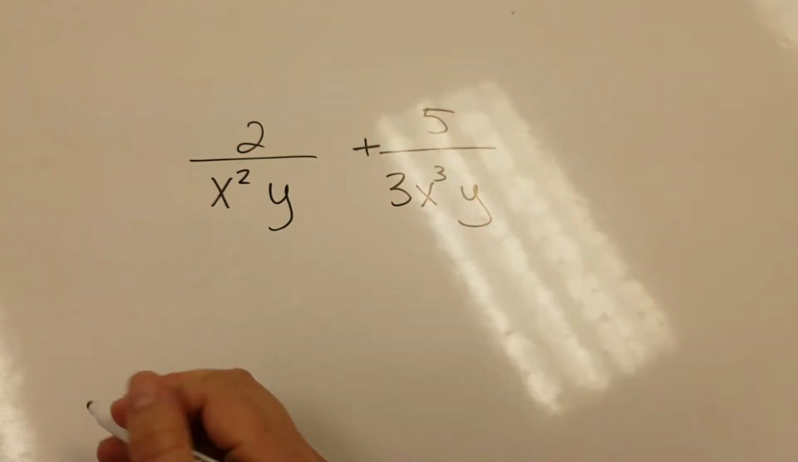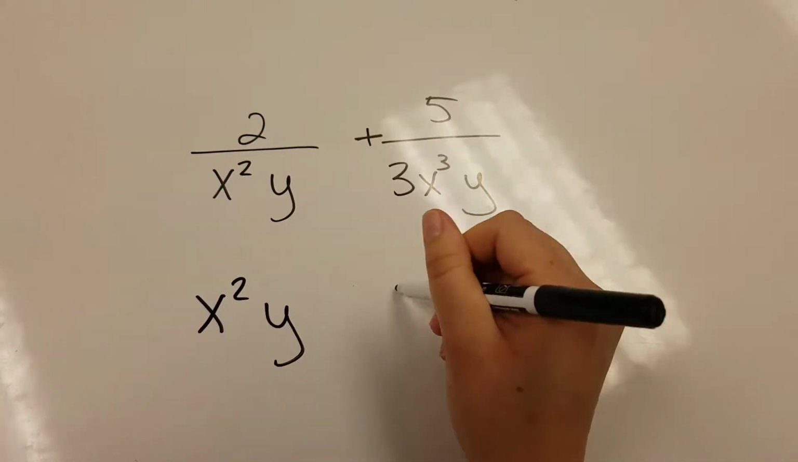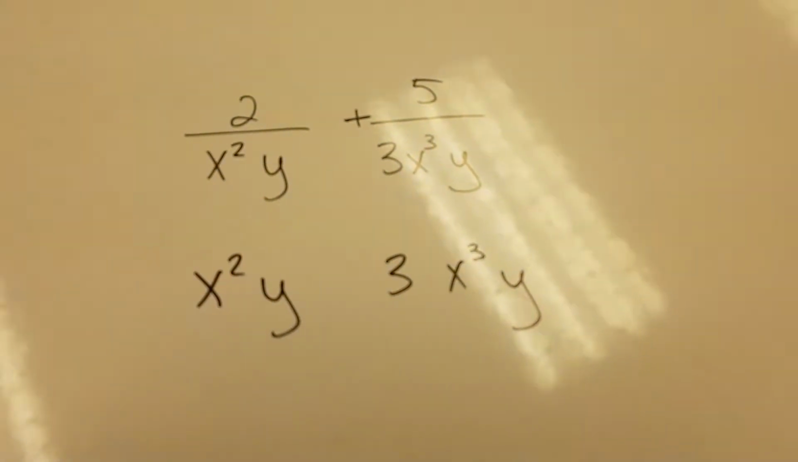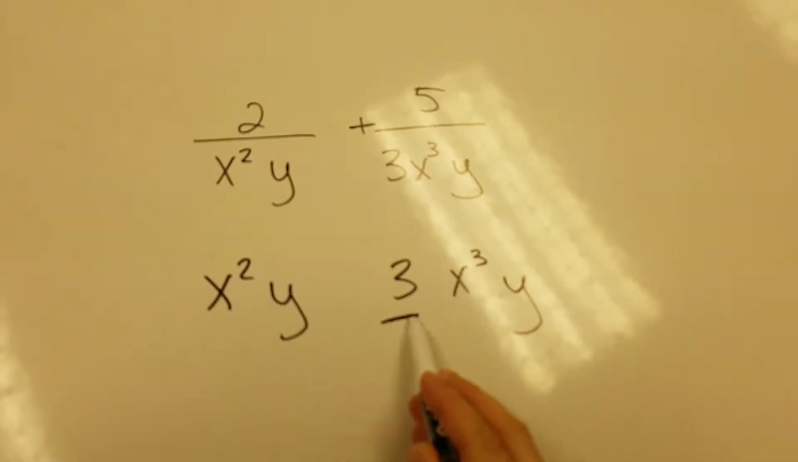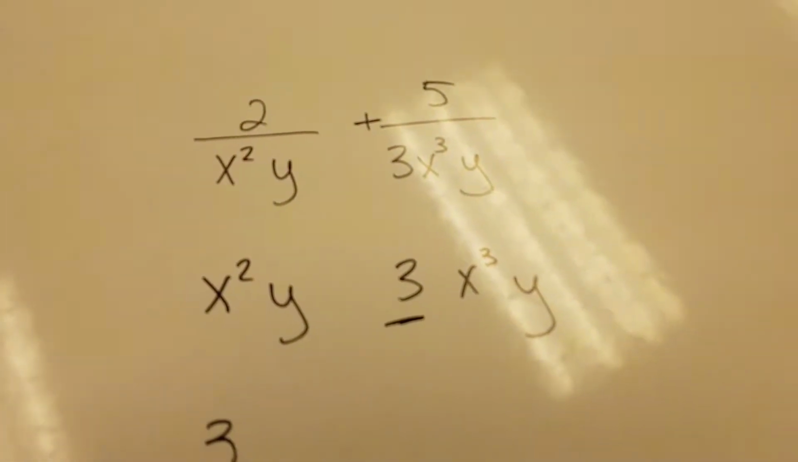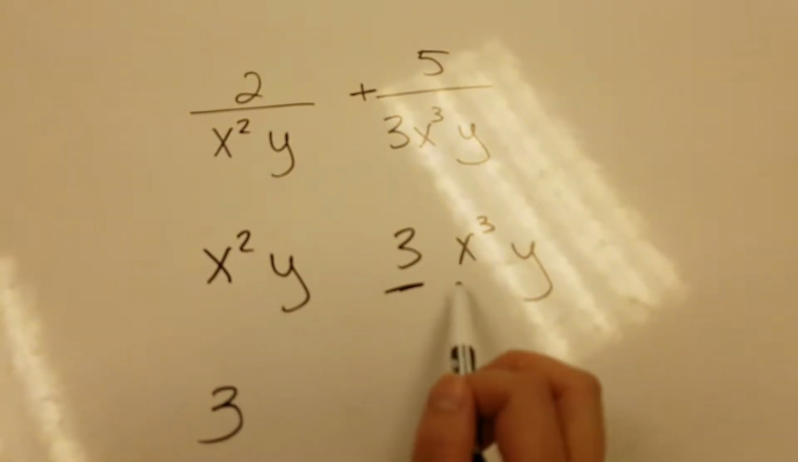What I like to do is list all my terms out. So I have an x squared, a y, a 3, an x cubed, and a y. I'm just going to list what I have. In this case I have a 3. If this was a 6 and a 9, I would factor them both or think about what I could make them both into. I have an x squared and an x cubed.